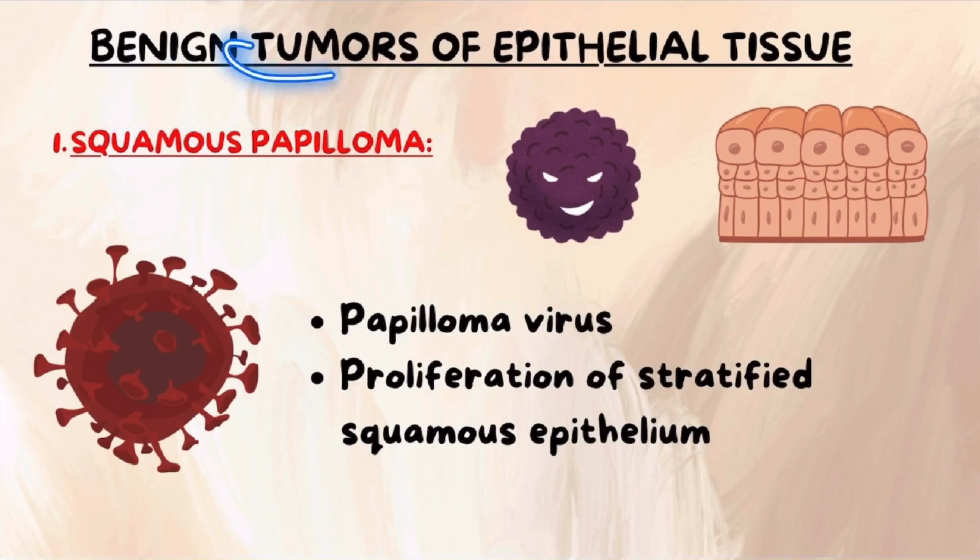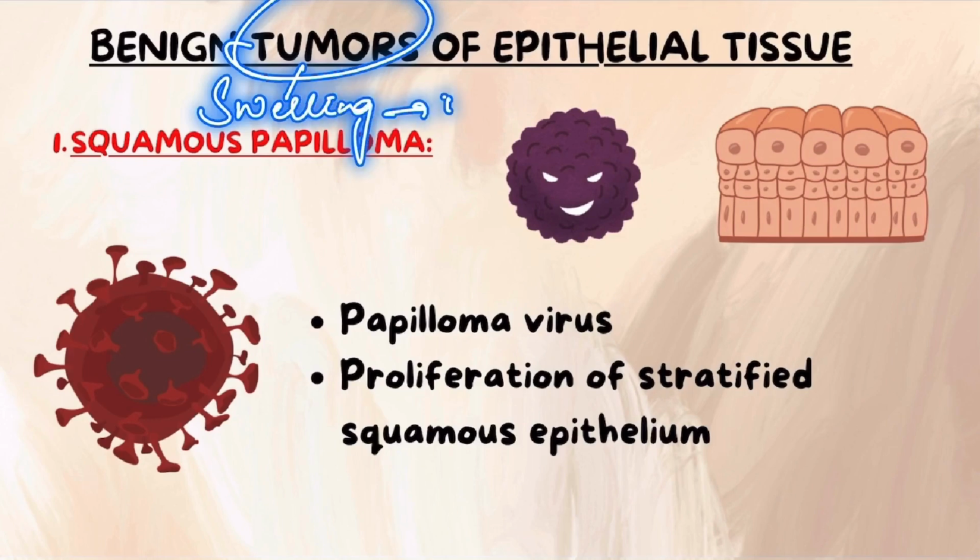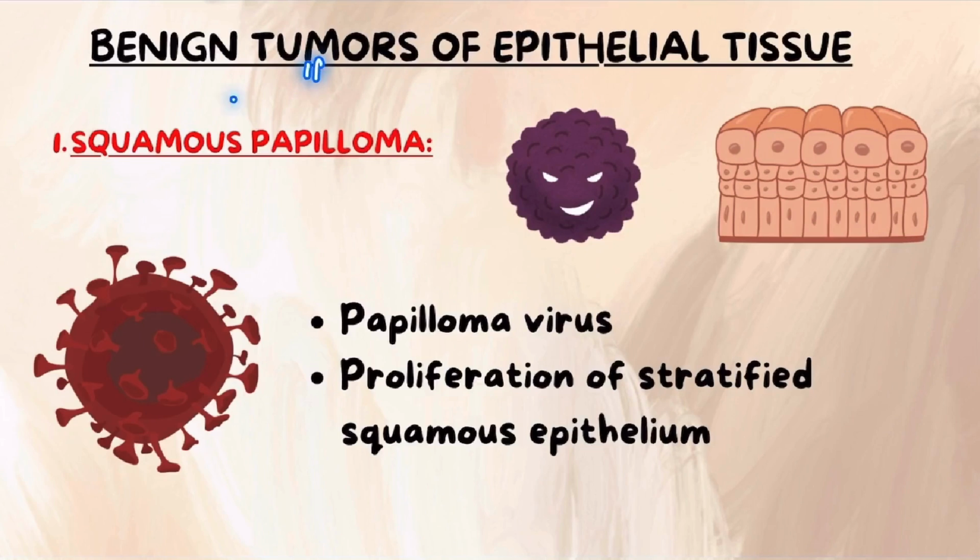Next is tumor. Originally, the term tumor referred to swelling which was caused by inflammation. But now the tumor is synonymous with the term neoplasm. Neoplasm refers to an abnormal growth of the tissue.